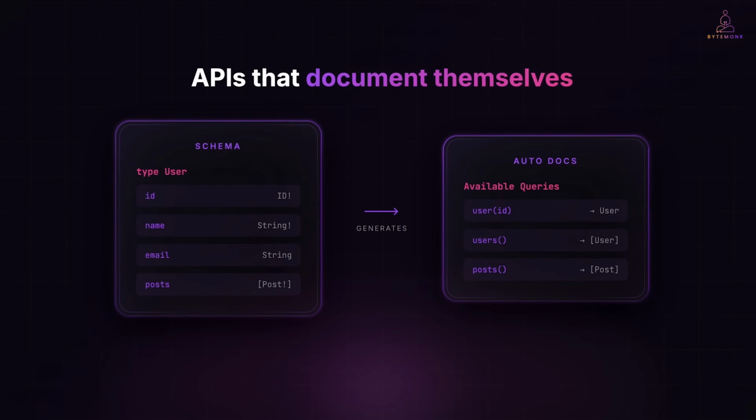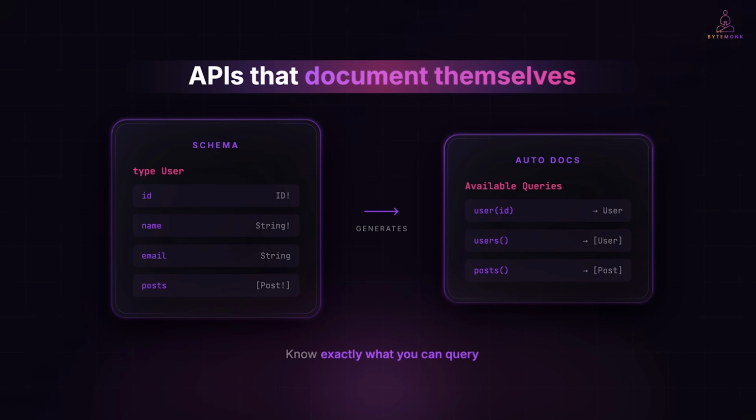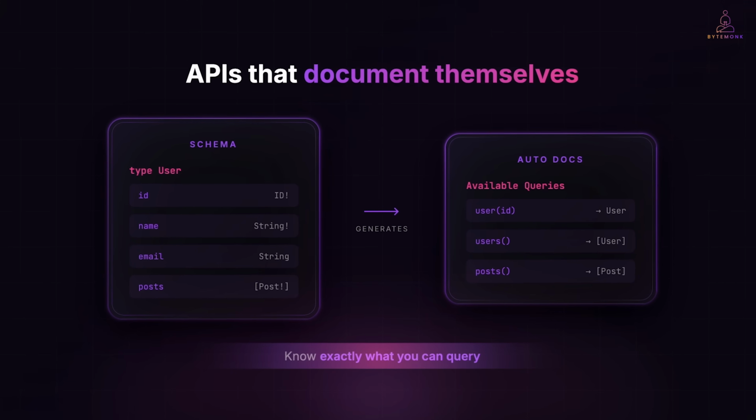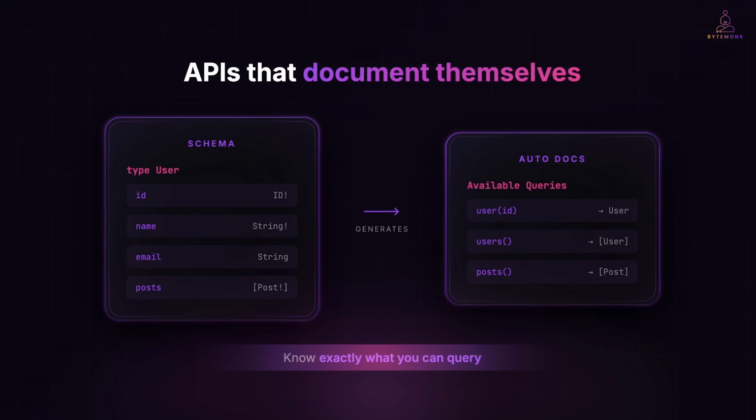The real magic? GraphQL APIs are self-documenting through schemas. So front-end developers know exactly what they can query without asking the backend team.